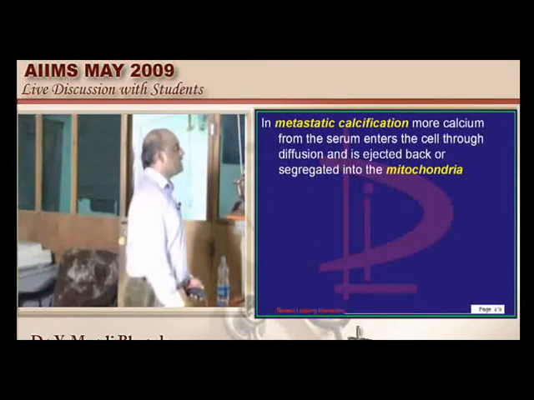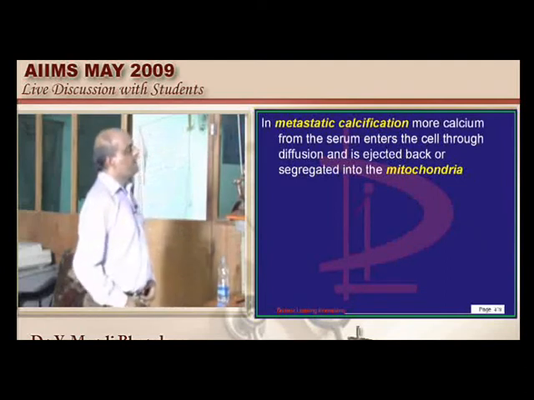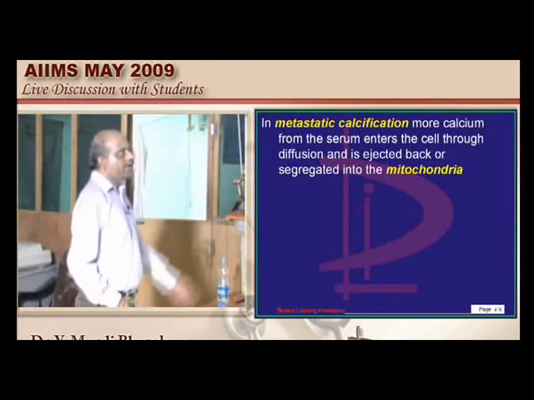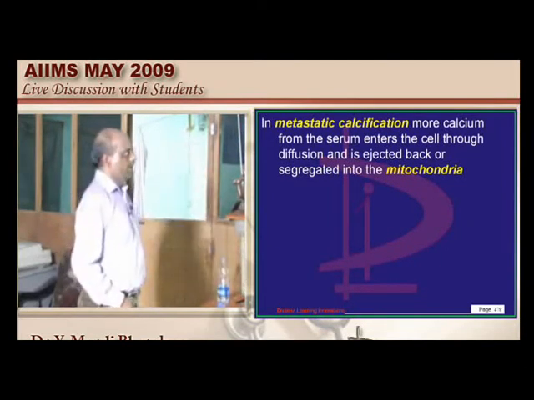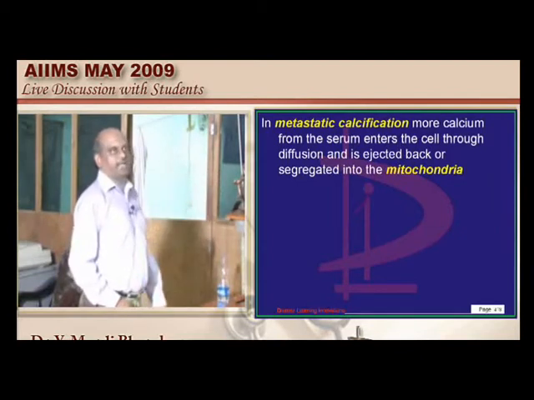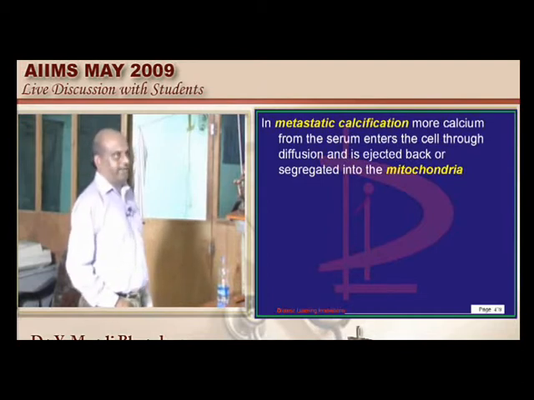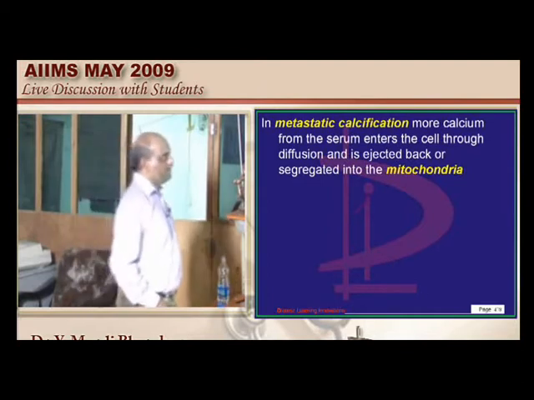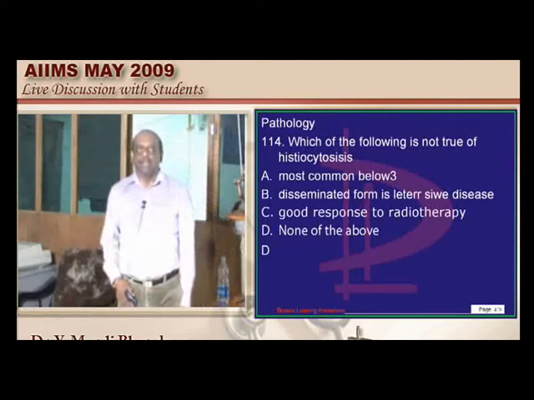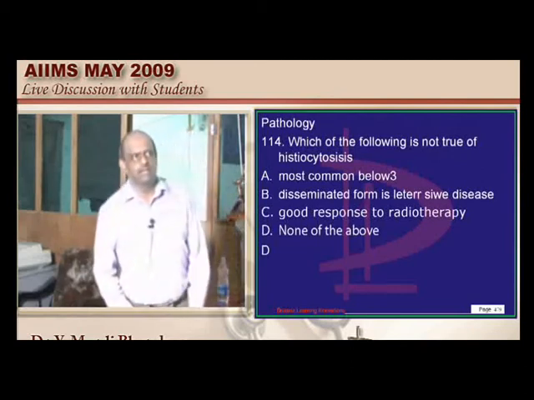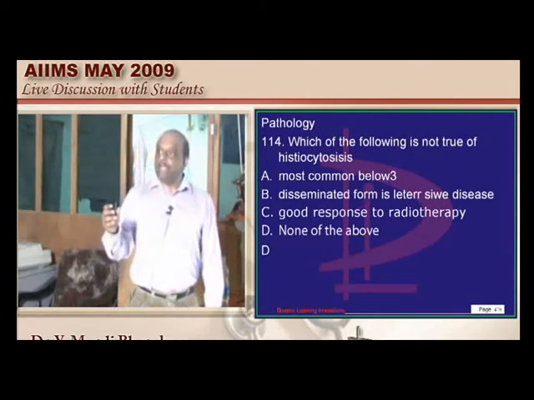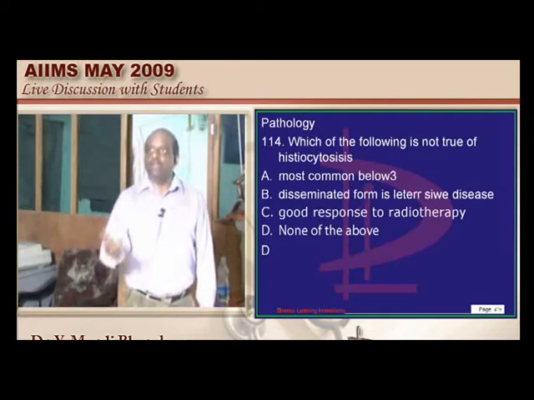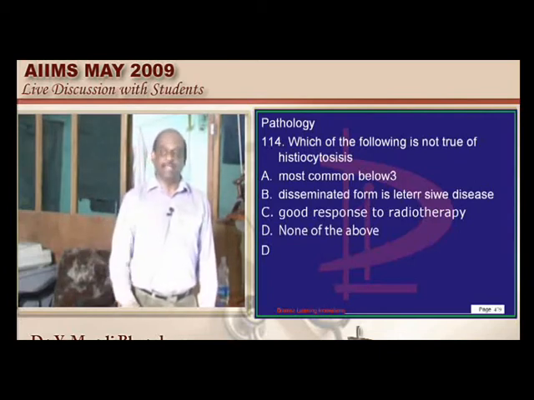So we need to know that metastatic calcification starts in mitochondria, it does not occur in degenerated tissues or dead tissues, and the serum calcium is high in metastatic, not normal, unlike dystrophic. That is the fundamental difference. Many times this was a favorite question. Then histiocytosis: a lot of questions on Birbeck's granules, eosinophilic granuloma, Letterer-Siwe disease, etc.